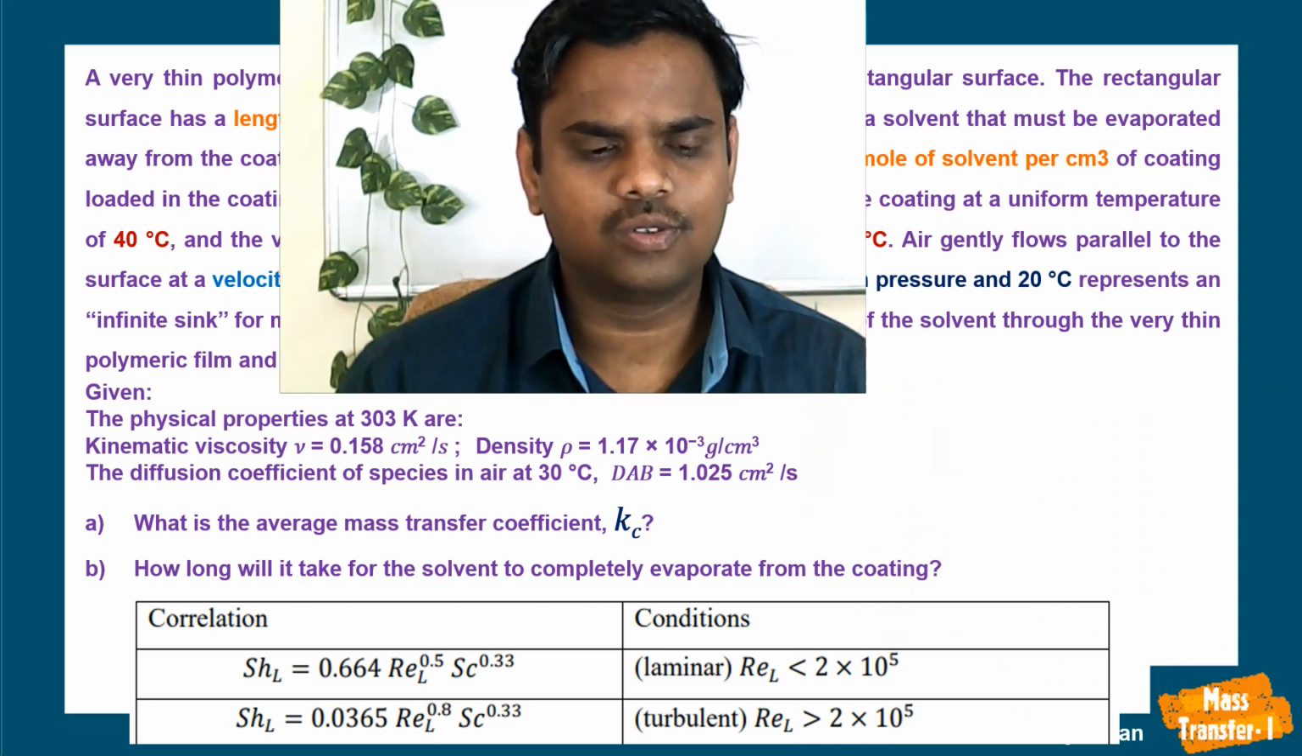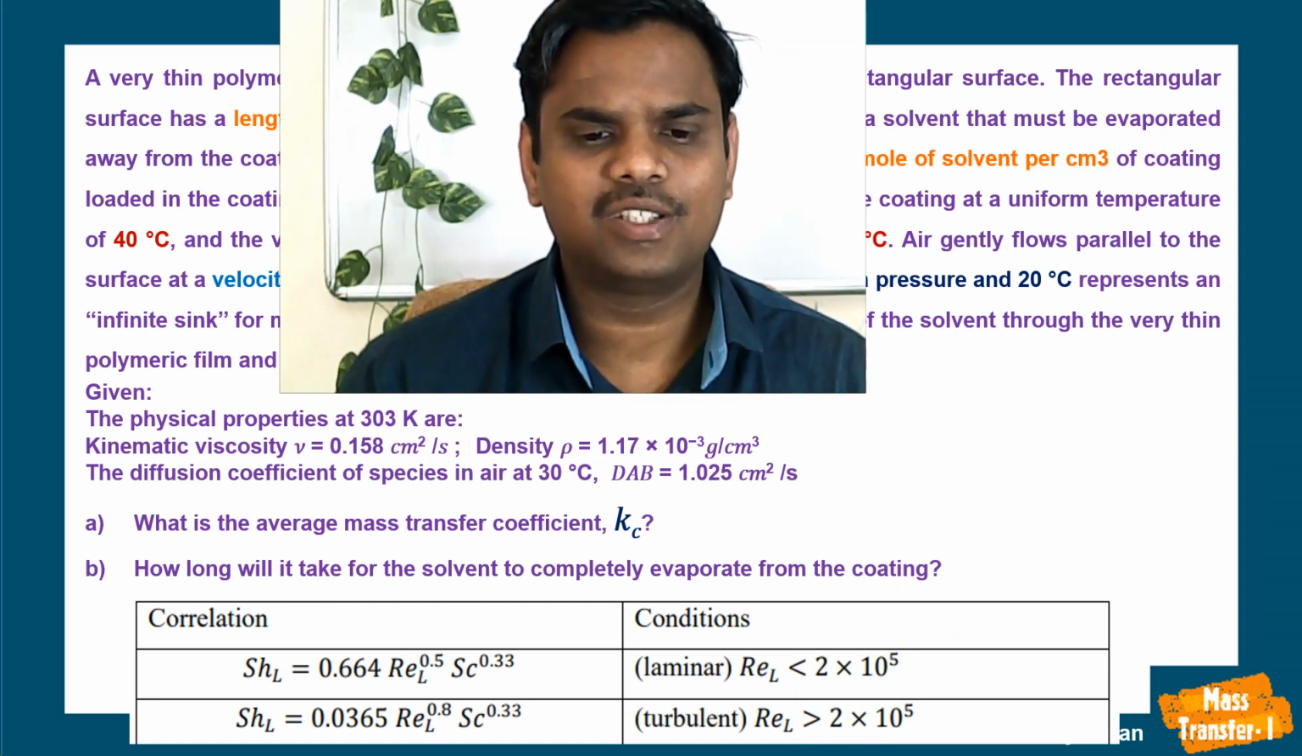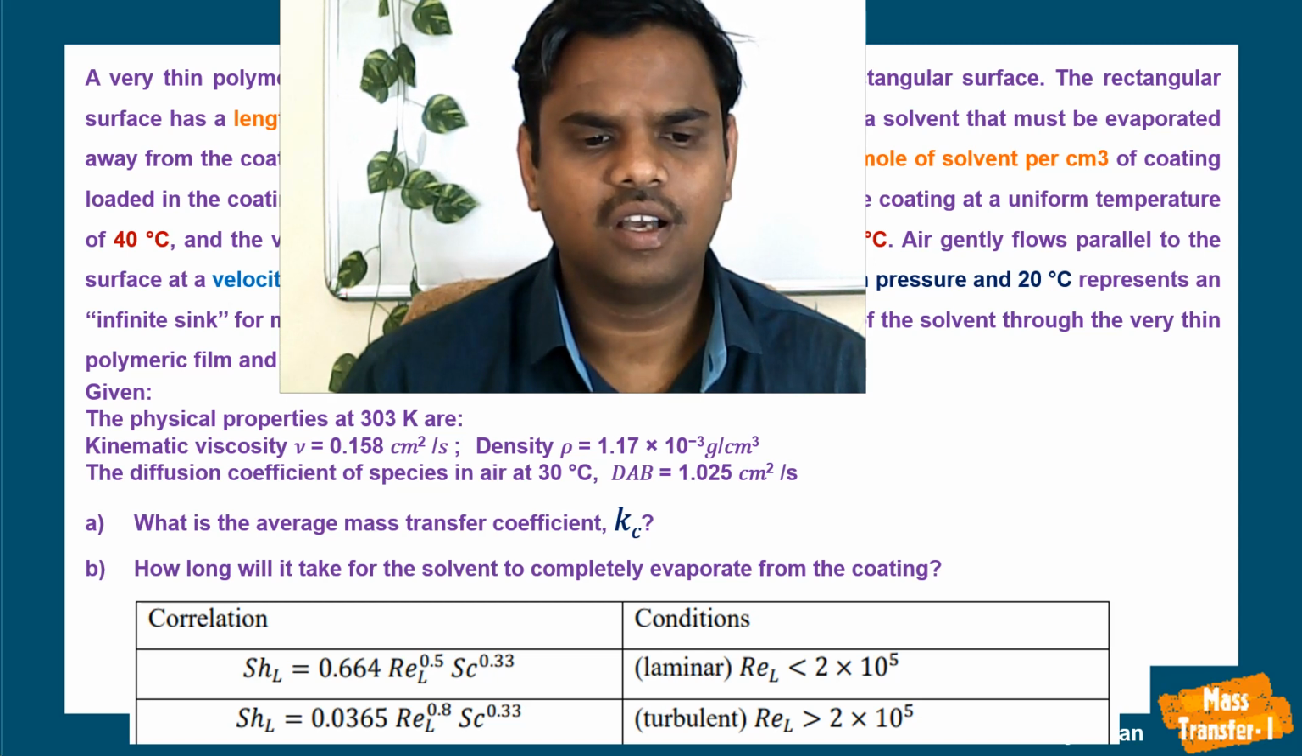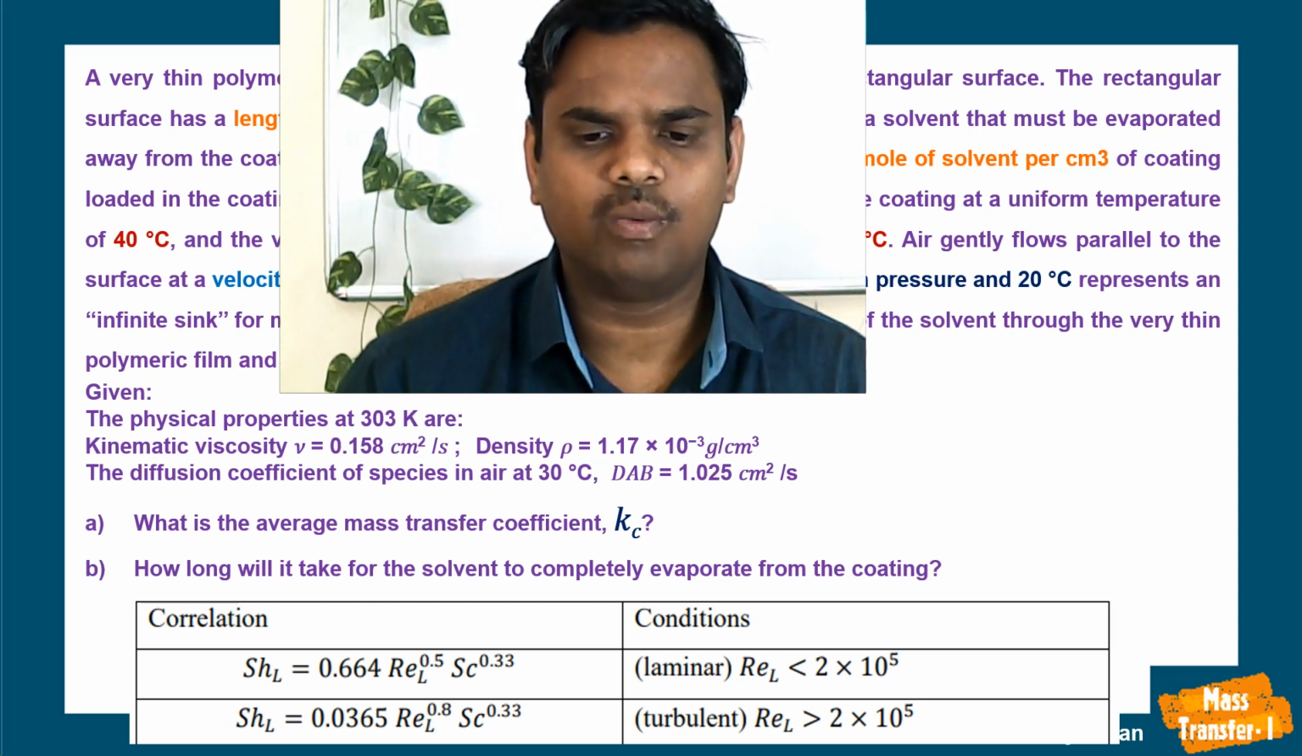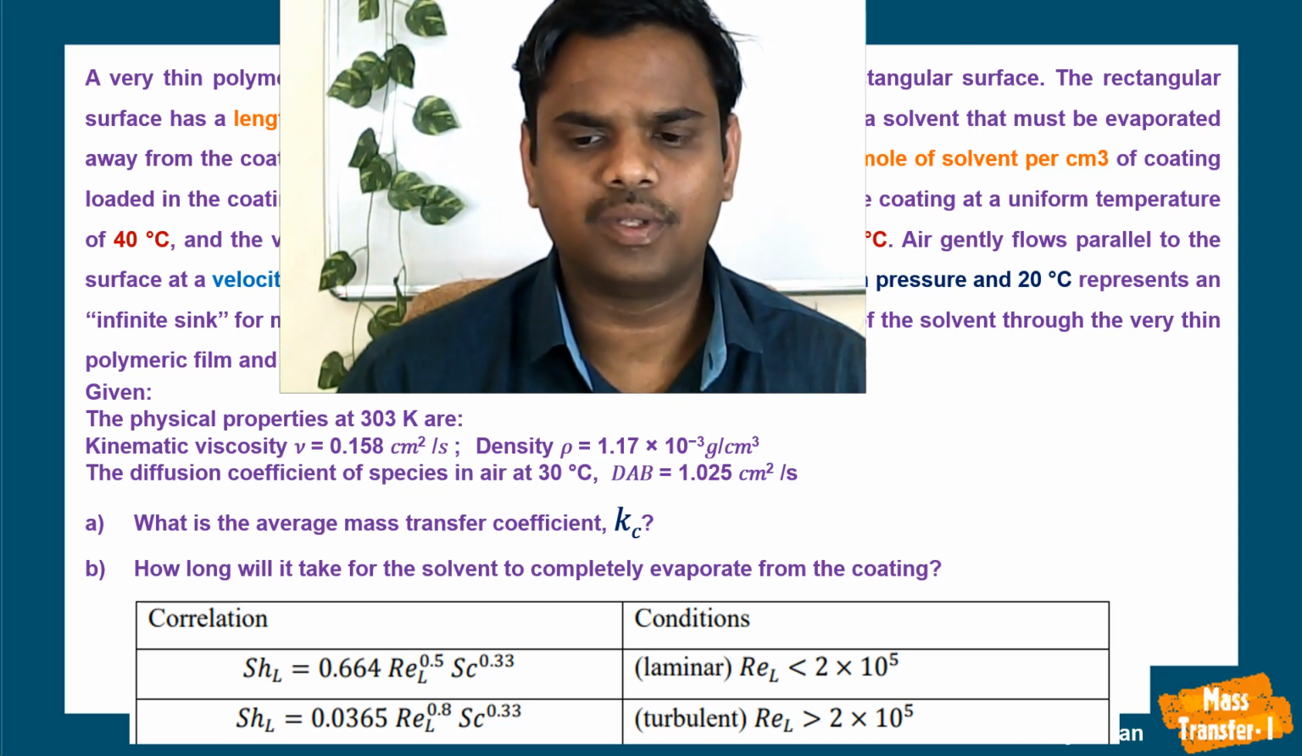Here there are two questions. What is the average mass transfer coefficient Kc? How long will it take for the solvent to completely evaporate from the coating? We want the final concentration to be 0 from 0.1 moles. Initially we have a centimeter cube of coating, and we want complete evaporation.